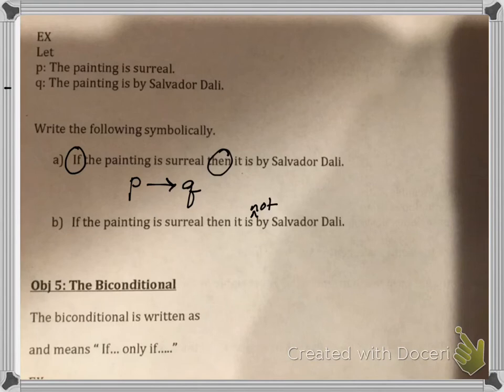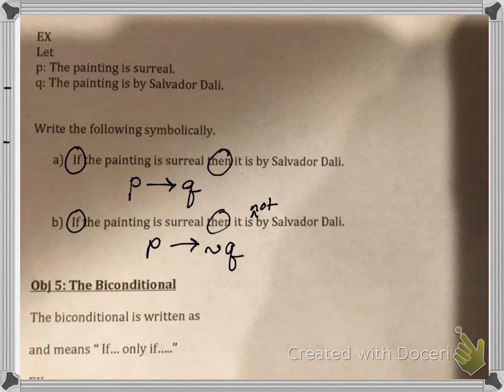For part B, the painting is surreal is P. And we have the word if then, so we know the symbol is the arrow going to the right. It is not by Salvador Dali, then that is not Q. So it's if P, then not Q.